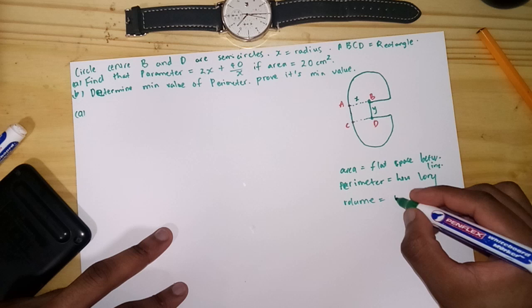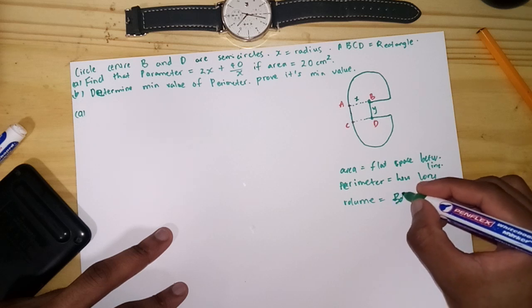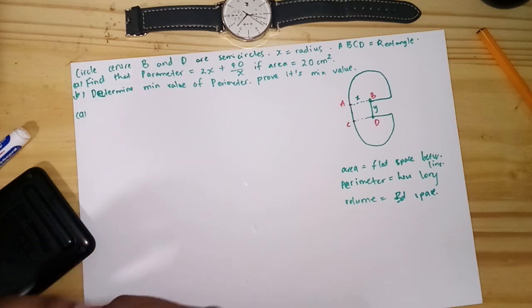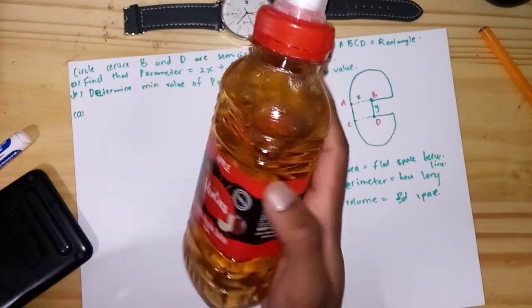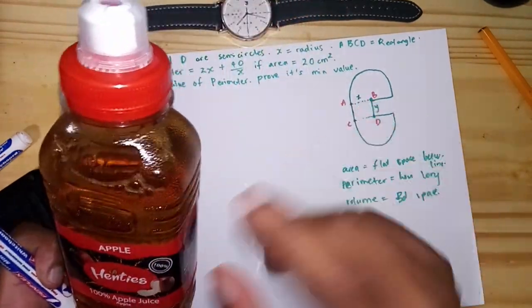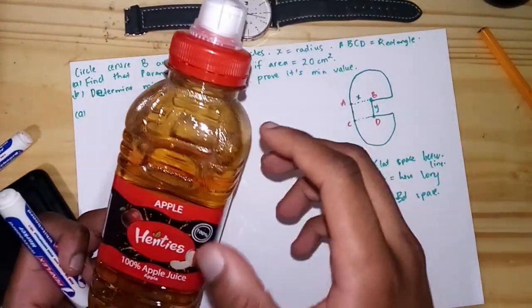And the volume is basically the 3D space. An example of things that have volume: this particular juice bottle here has volume. So the volume would be occupied by the fluid that you're seeing within here.